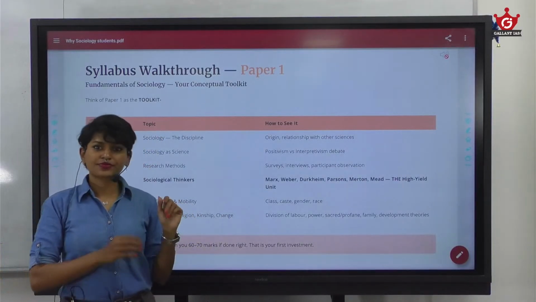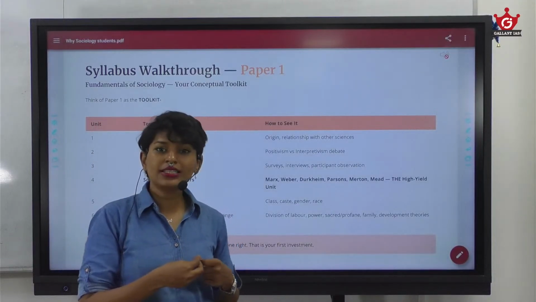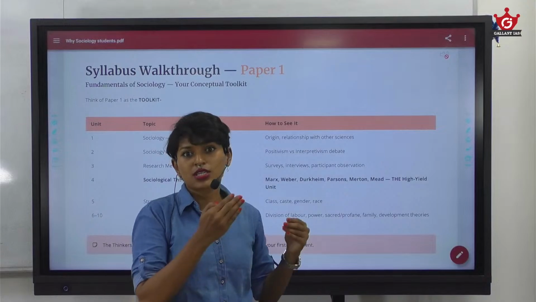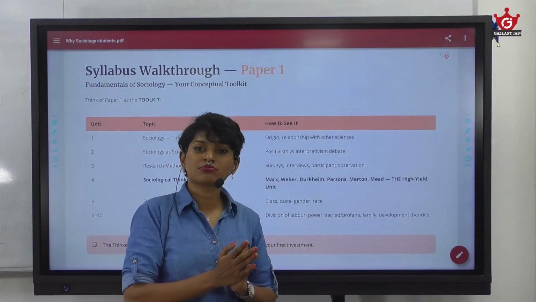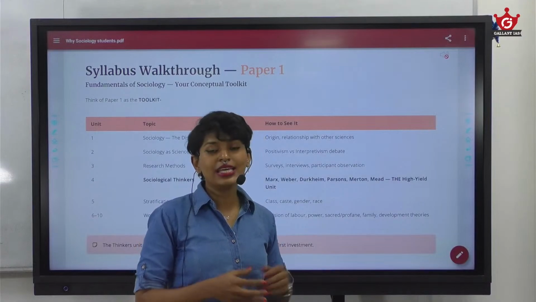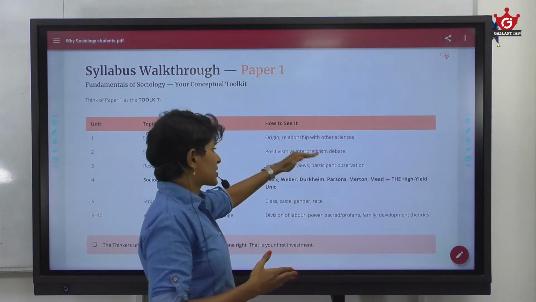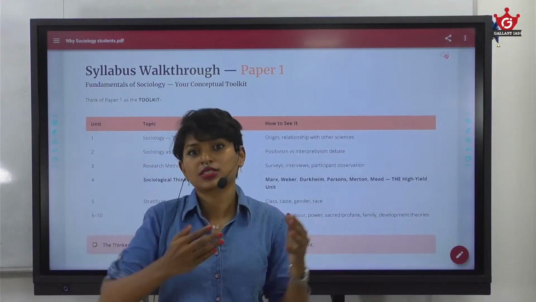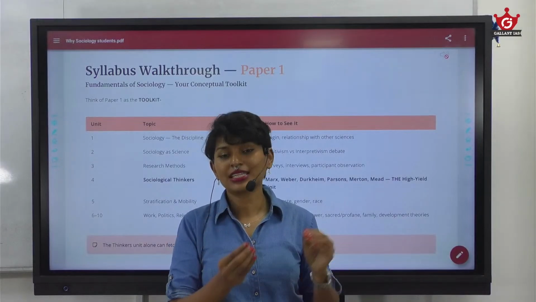Then the second module is sociology as science. Here you are learning whether sociology can be studied like a science, whether it is scientific enough, or whether studying society in a scientific way is not possible. Different viewpoints are discussed in this module, mostly positivism and interpretivism. One side may be saying that society can be learned like a science, and the other side may be saying it cannot be done exactly like that.